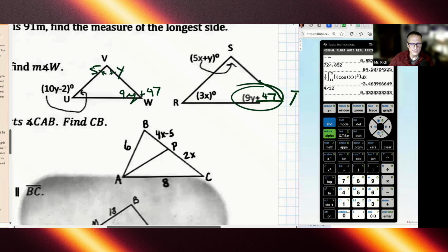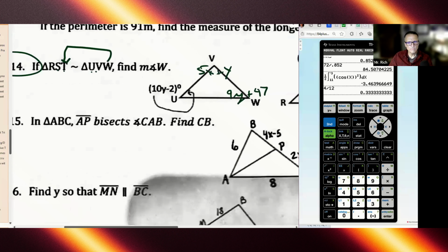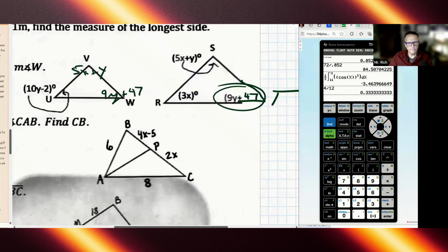I think we're going to do this as a system of equations. Did they give us any other information here? No, that's it. Okay. So what do we know? We know that 10y minus 2 is equal to 3x because these two angles, U and R, have to be congruent. So I can establish that relationship between x and y. The other relationship that I could establish is that I guess I could sum up three of these and set them equal to 180.